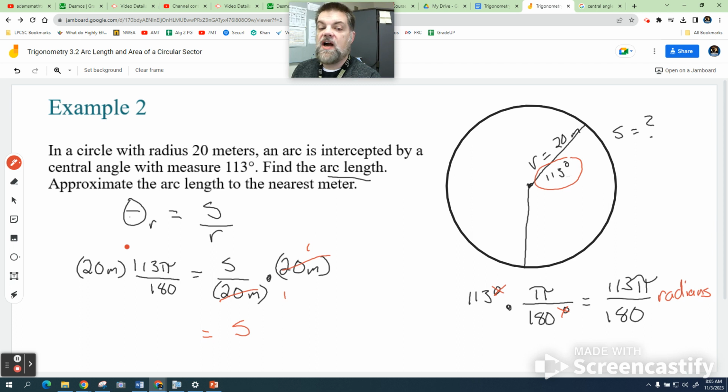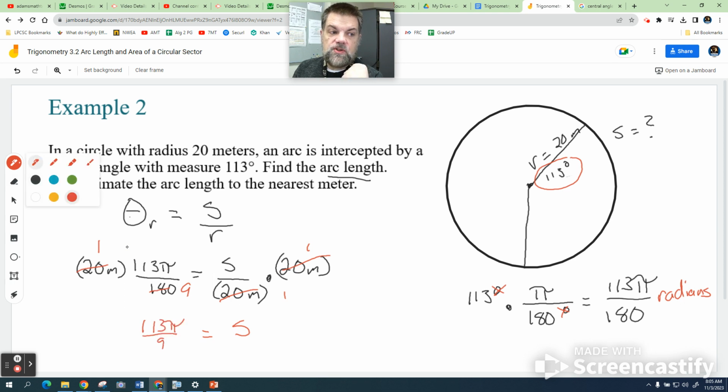But they've rigged the problem up so that when I multiply by 20, the 20 over 180 reduces, right? What's 20 divided by 20? 1. What is 180 divided by 20? 9. So this reduces down to 113 pi over 9.